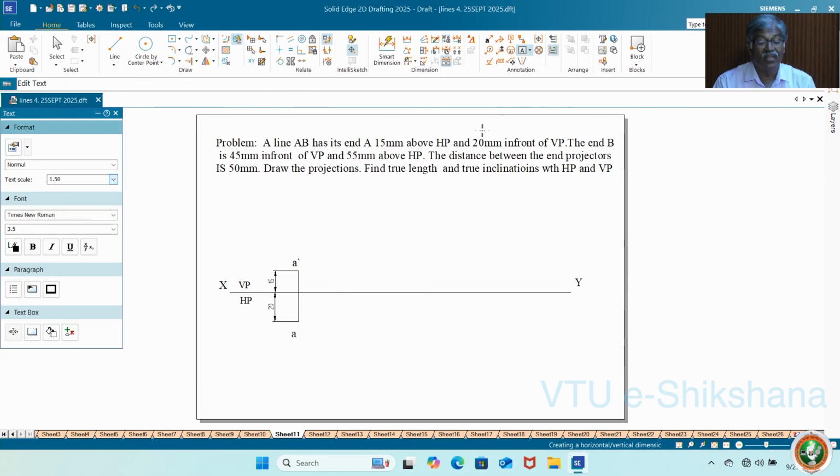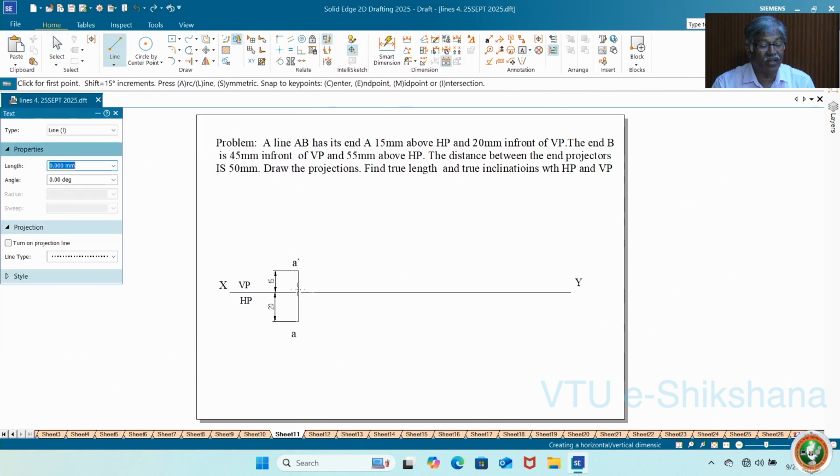Next, I can fix end A, no problem, but I cannot fix end B, but I can keep the locus, that is, a horizontal line in both the VP area and the HP area. Then we can do that job. Little away from the figure, the projection of A. I am not drawing the vertical projector, I am keeping the reference, that's all. 55 mm above HP you keep a line, and again 45 mm in front, you keep one more line.